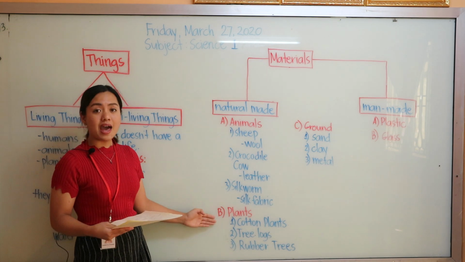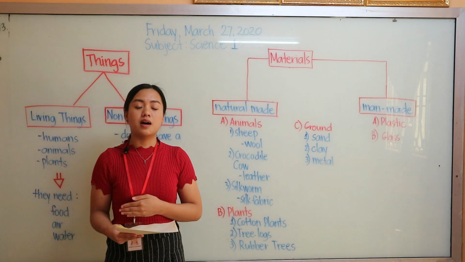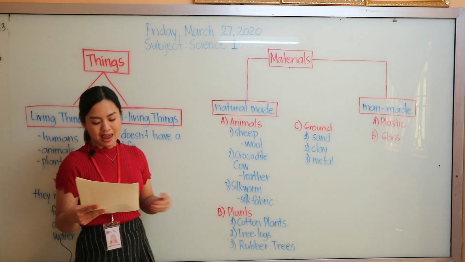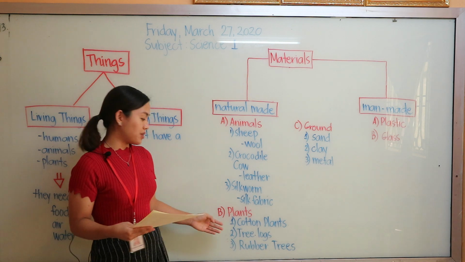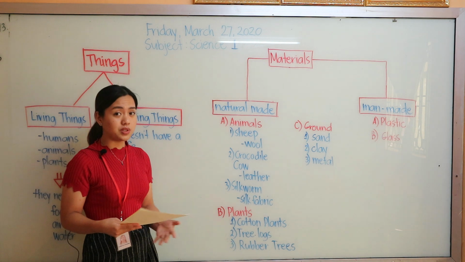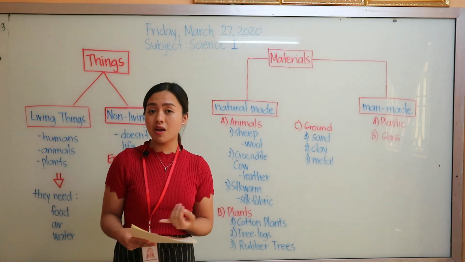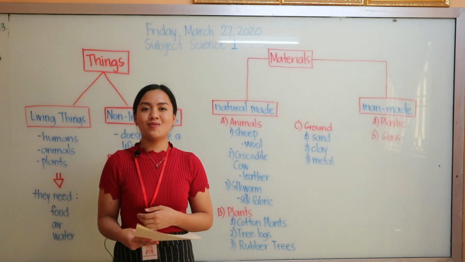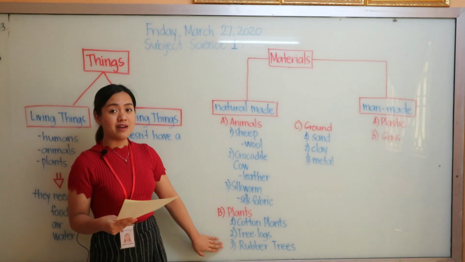Next one, we also have here plants. So we can actually produce cotton fabrics coming from the cotton plants. So the same thing, we can have handkerchief, we can have shirt, and we can also produce bag out of it. We also have here tree logs, so we can have wood, which we can make some furnitures. So for example, we have chairs, we have tables, we have windows. Next one, we also have rubber trees.